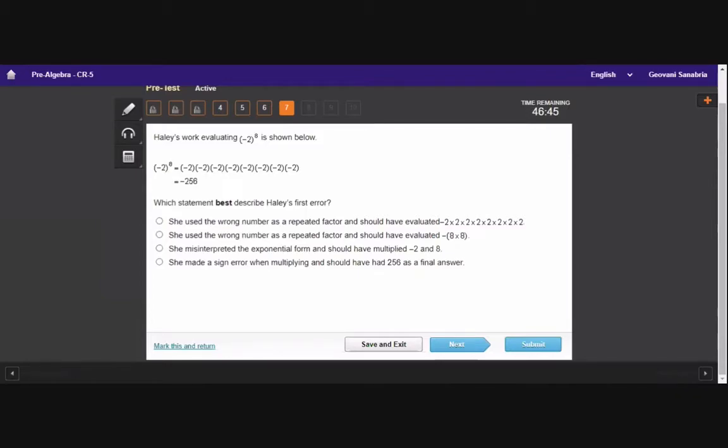Because if you did -2 times -2, that becomes a positive. Times the -2, that becomes a negative. Times another -2. And if you keep doing that, if you do it an even number of times, your answer should be positive. If you do it an odd number of times, your answer should be negative.